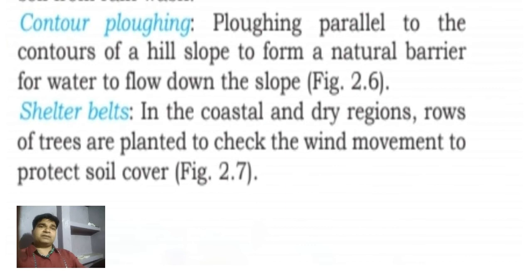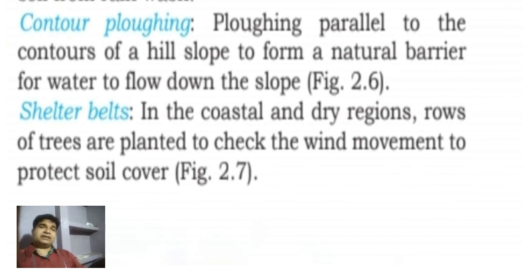Next is contour plowing. Plowing parallel to the contour of the hill. Suppose any place is a hillside, you cannot do cultivation or farming there, but parallel to it you can do the cultivation, that is known as contour plowing. From there the water falls down automatically, means from the hill the water comes down.